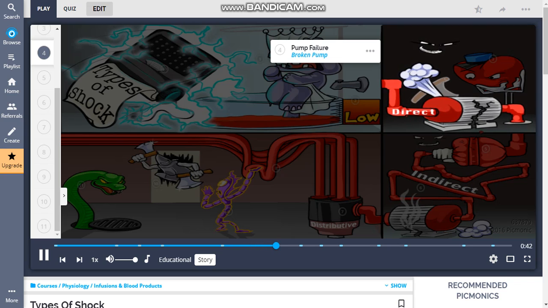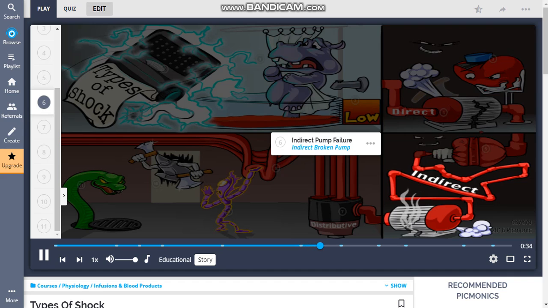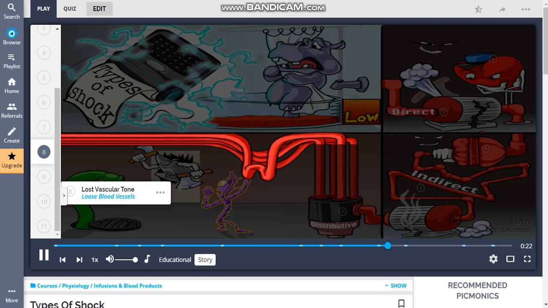The tenants had their fluid returned by the backup pump for only moments before it too failed. Someone or something caused an obstruction in the plumbing, and this indirectly caused the indirect backup pump to fail. And in turn, this caused all sorts of problems, as the building's distributor cap ran out of fluids to distribute. The building's blood vessels lost vascular tone and became all droopy and loose.